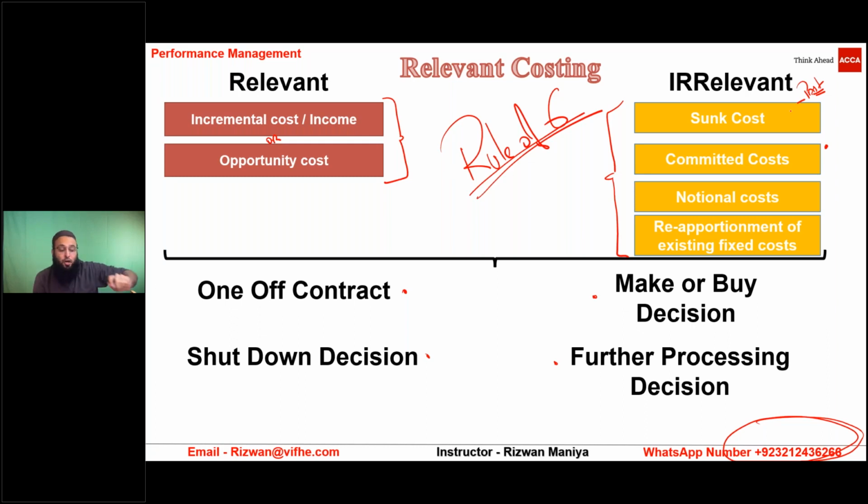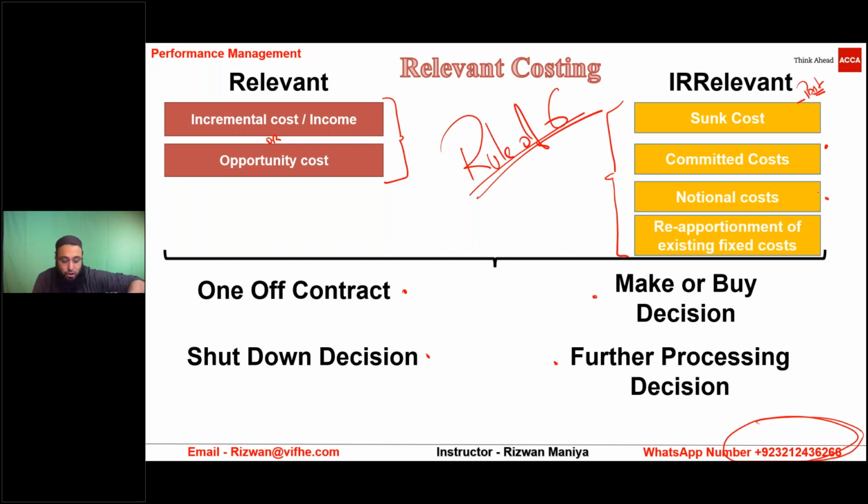So because a commitment to pay has been made in the past, before the decision making, though you haven't paid it, still it's an irrelevant cost. People get confused sometimes: what's the difference between sunk and committed? Sunk has already been incurred, but committed you will pay in future. Both are irrelevant because the commitment to pay was made in the past.